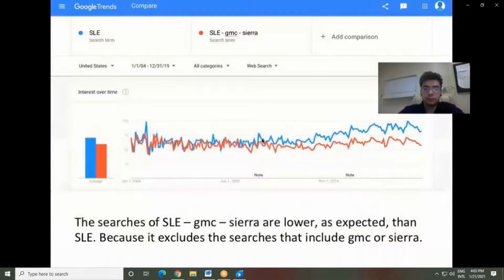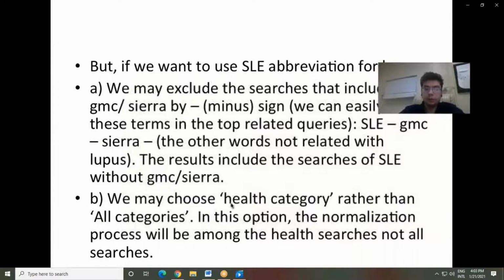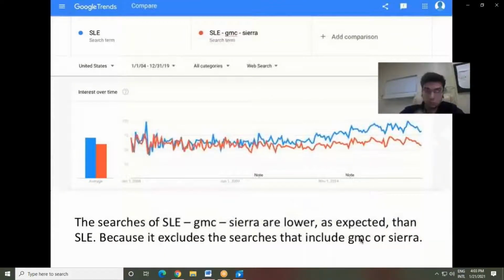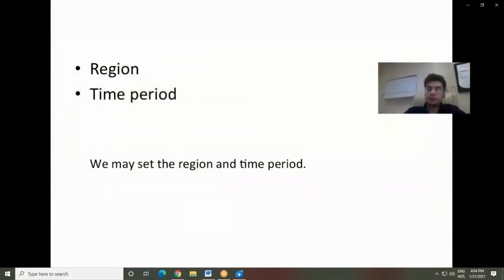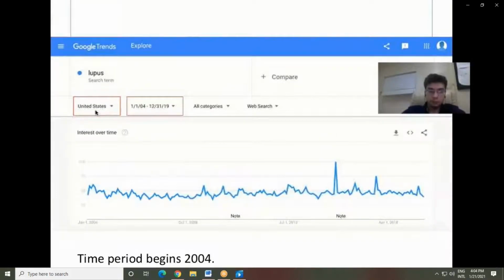An alternative approach would be to choose the health category rather than all categories in the category section. In this option, the normalization process will be among only health searches and not all searches. So as expected, the searches for SLE minus GMC minus Sierra are lower than that for SLE because it excludes the searches that include GMC or Sierra, which were the top searches before. This is one way to optimize for the specific keyword we are looking for. The other ways are we can also choose and set the region and time period for search. We may choose the countries, the time, and usually the time period begins from 2004.